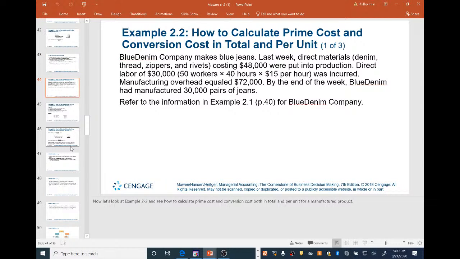Okay, let's look at another example here. Blue Denim Company makes blue jeans. Last week, direct materials, denim, threads, zippers, once again, costing $48,000, were put into production. Direct labor of $30,000. Same thing, manufacturing overhead equals $72,000. By the end of the week, Blue Denim had manufactured 30,000 pairs of jeans. Okay.